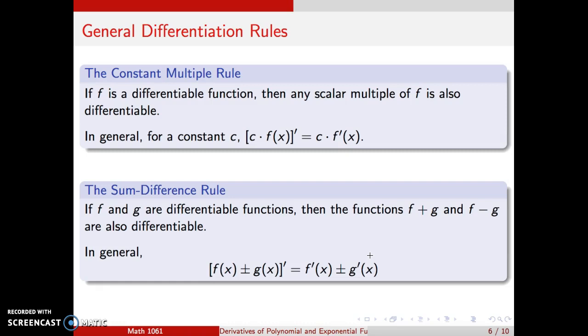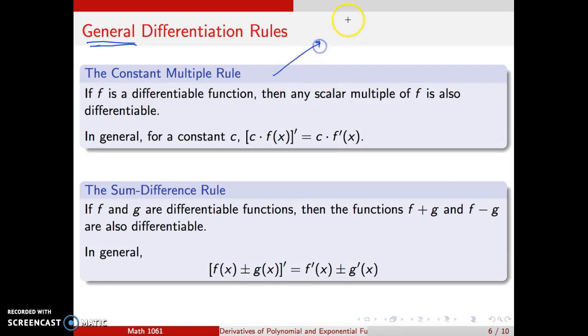Okay. So what we've got now are a couple of what we're calling general differentiation rules. It's not specific to functions of particular form. It doesn't have to be an exponential function, doesn't have to be a power function, anything like that. As long as it's differentiable, these rules are going to apply. So the first one is the constant multiple rule. If you know that you've got a differentiable function, and you multiply it by a scalar, some number, your function is still going to be differentiable.